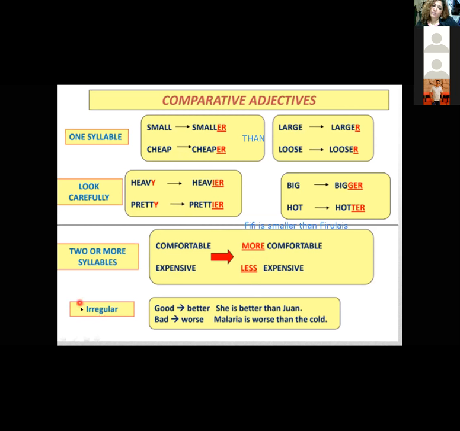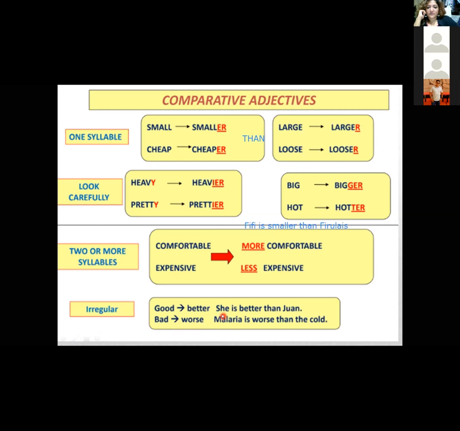And then we have some irregular adjectives. Los irregulares son los que cambian totalmente. For example, bueno is good. ¿Y mejor? Better. Cuidadito. Be careful. Don't say more better. No more better. Más mejor no. It's mejor. And then we have malo, which is bad. Y más malo, worse. Worse. Very good.